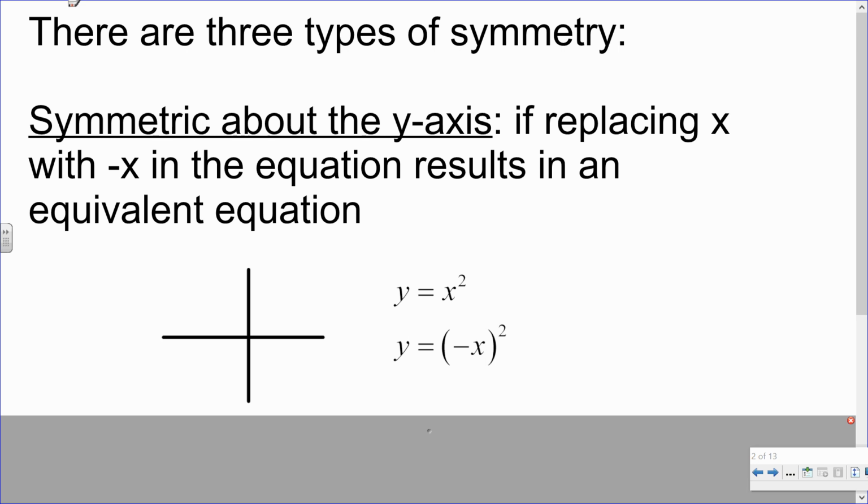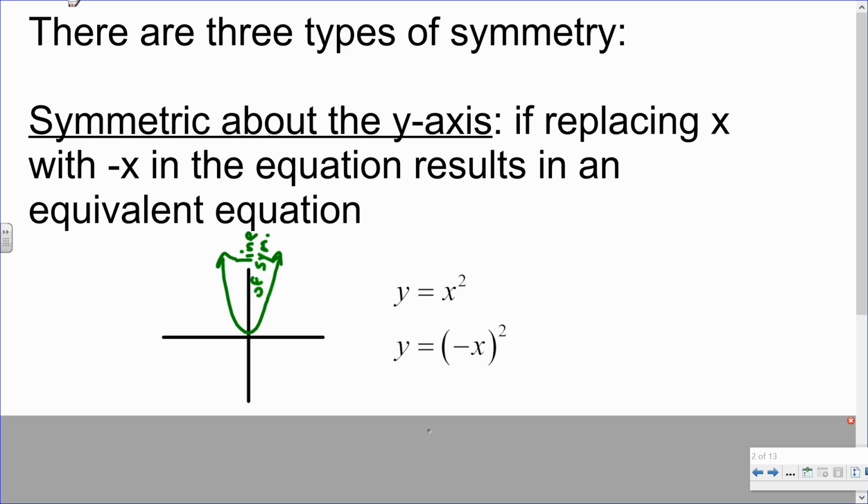So one type of symmetry is if you can reflect it across the y-axis and the left and the right sides of the graph match. One of the easy ones for that is a basic parabola. We graphed a lot of these last year. We had you identify what is the line of symmetry. So if the line of symmetry is the y-axis, it is symmetric about the y-axis.